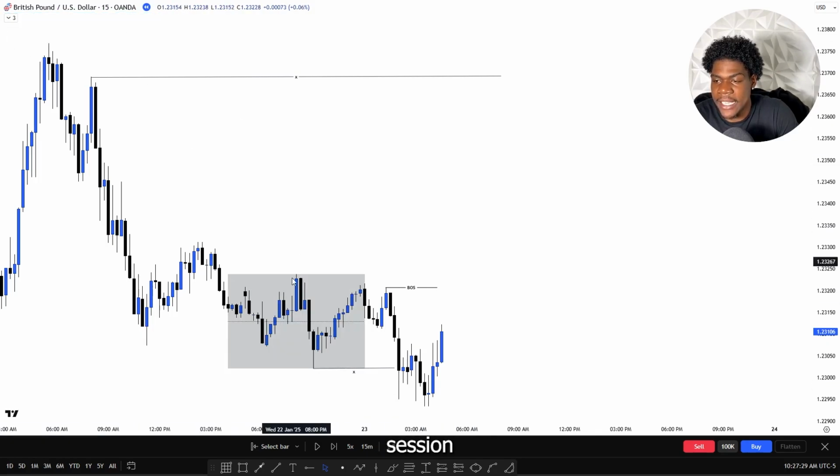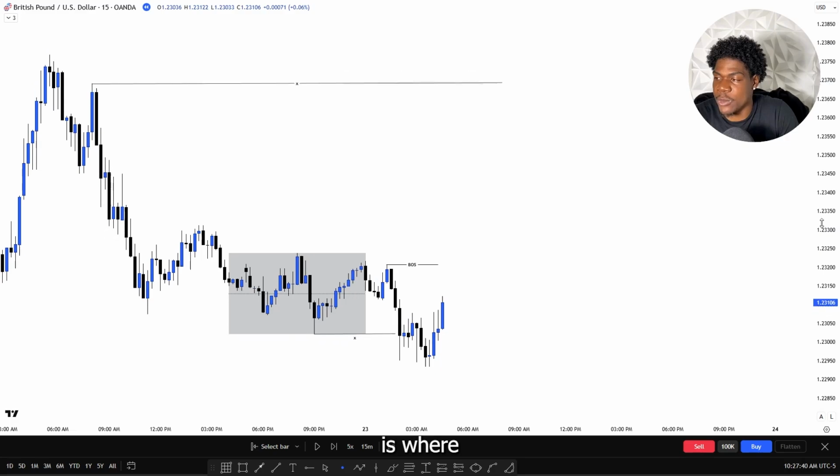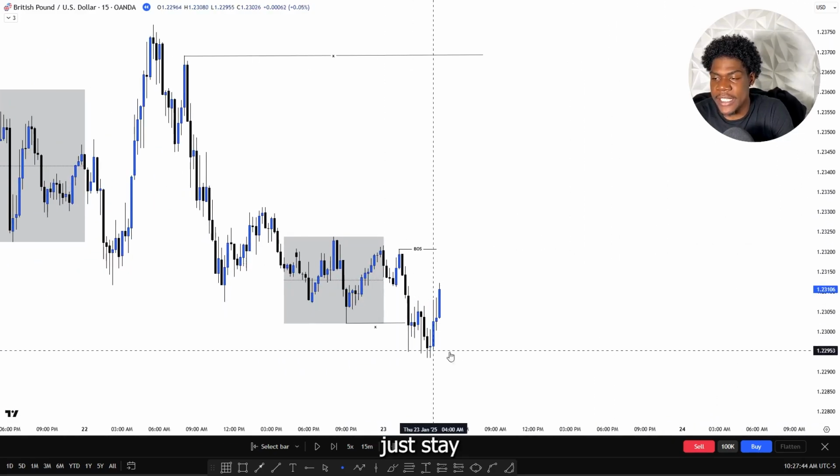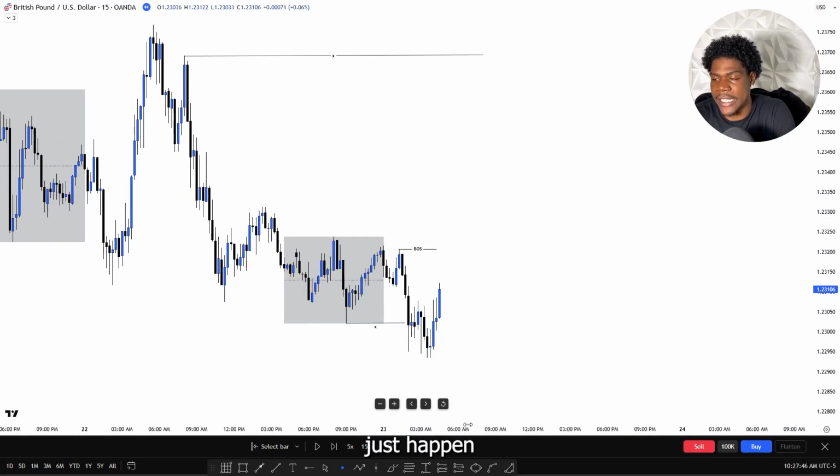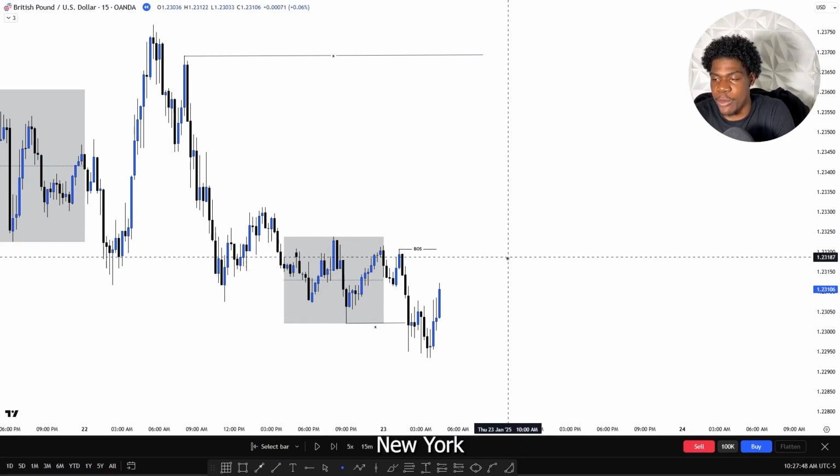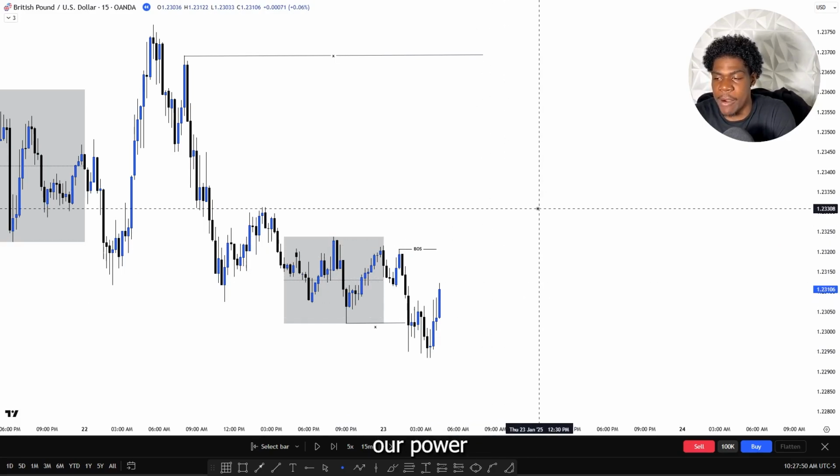Just like I stated, the Asian session is a liquidity zone where liquidity is hiding below and above the Asian session. As you can see right here, just like we stated, the London session is where our manipulation mostly happens. If we can just stay patient for our manipulation to happen and then prepare for our New York distribution, that's where our power lies, right?